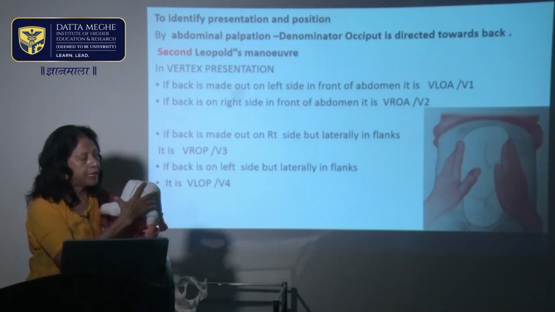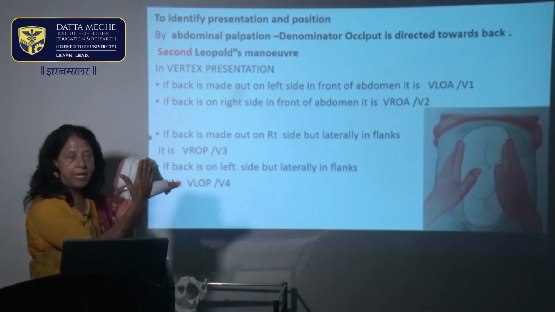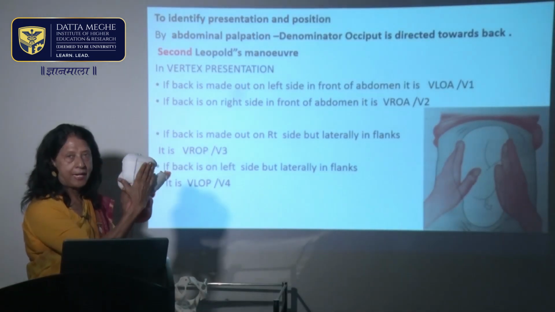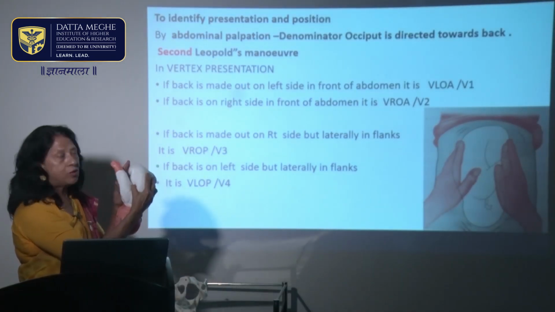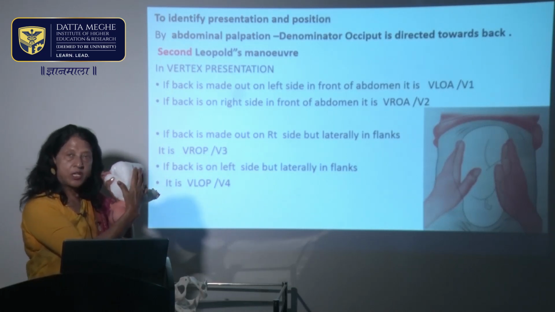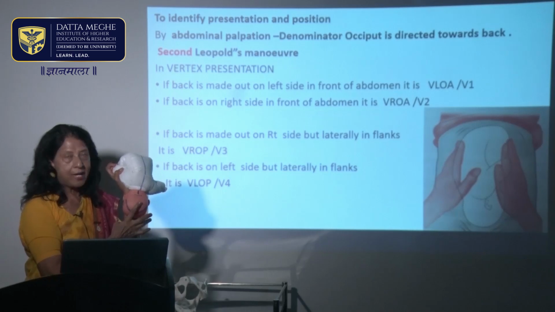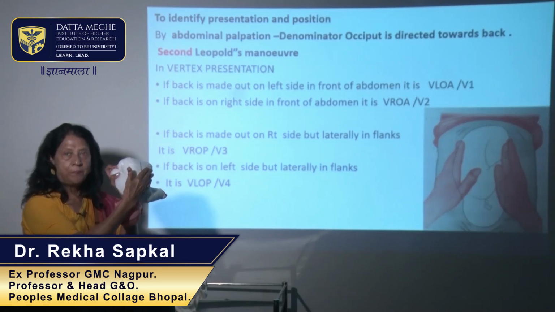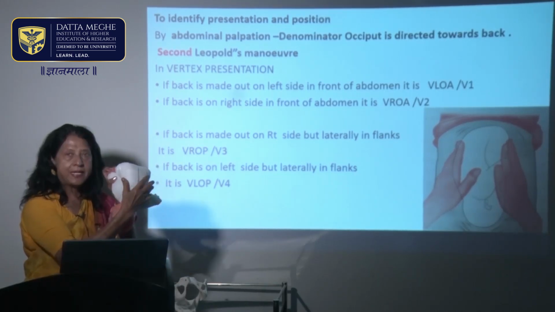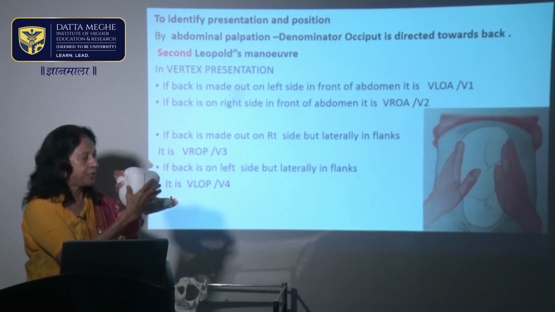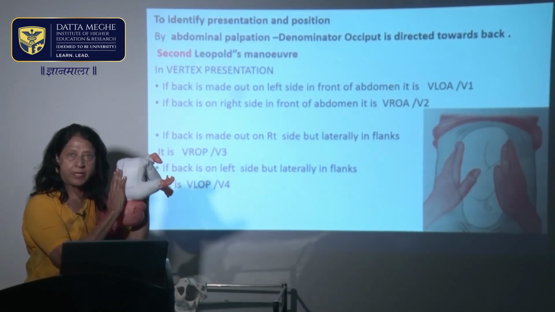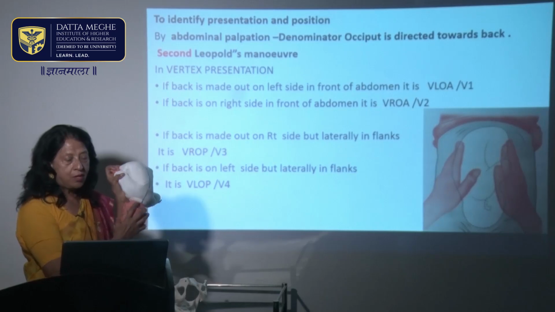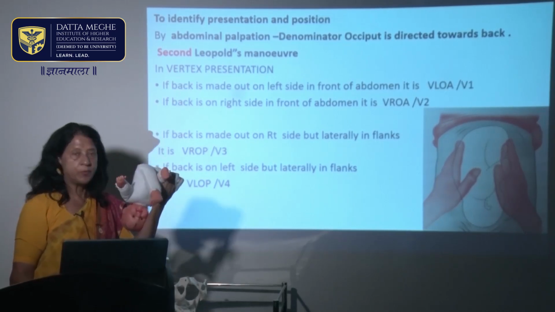Then lateral palpation: I keep both hands on either side and palpate with the four fingers of my hand. I can make out the spine on one side and the limbs on the other side. With the position of the spine I can determine the position of the occiput. If the spine is on the right side, I will say vertex, right occipito anterior. If it is on the left side, vertex, left occipito anterior. When it goes posteriorly, vertex, right occipito posterior, or vertex, left occipito posterior.